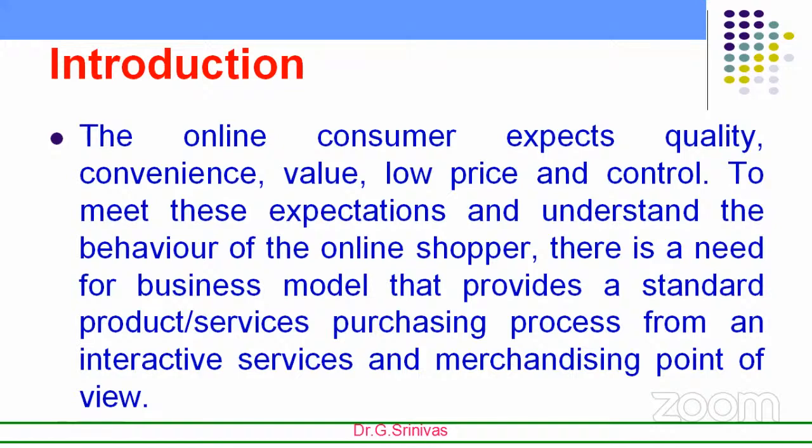The persons who are buying products over the internet look for quality, convenience, value, low price, and control. The persons who need this will go for online. Generally, for quality we may go for manual shopping also. But to compare the products with other brands, other shops, and for low prices, these are available mostly in online shops. They are available in manual, but very less.